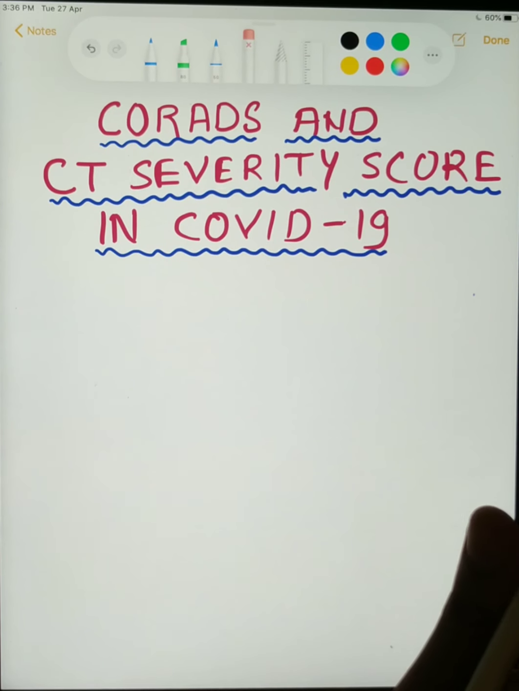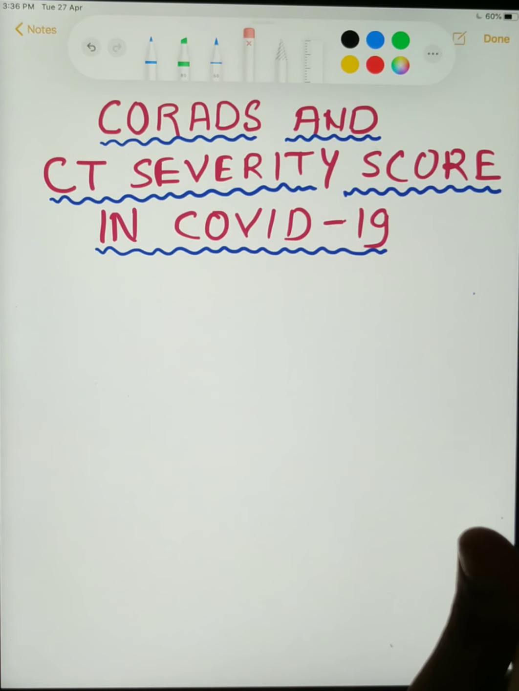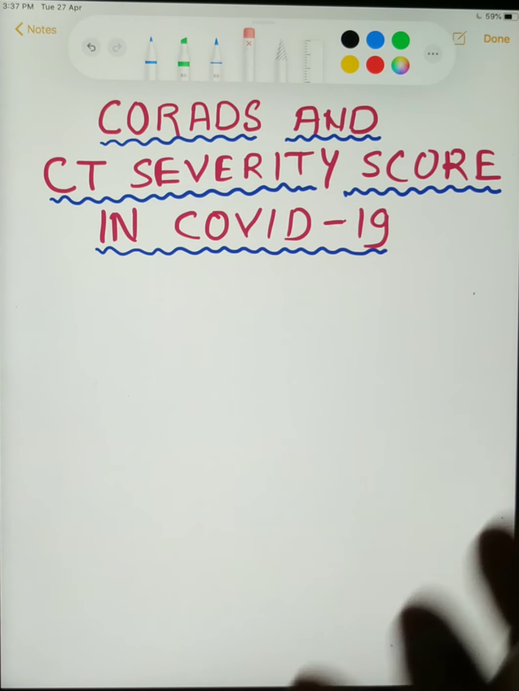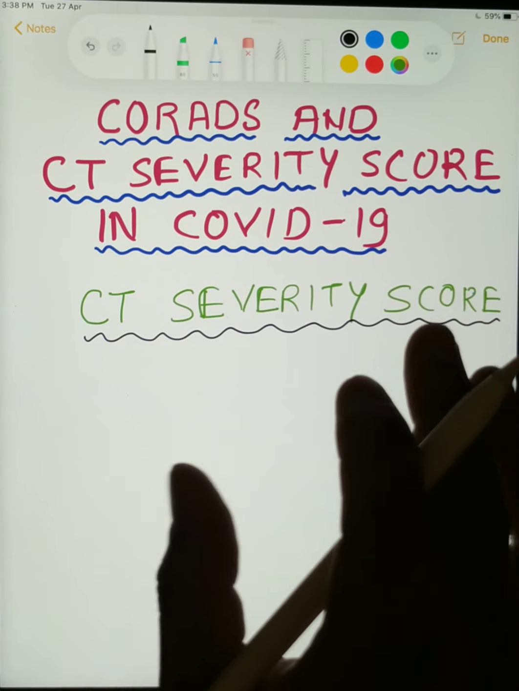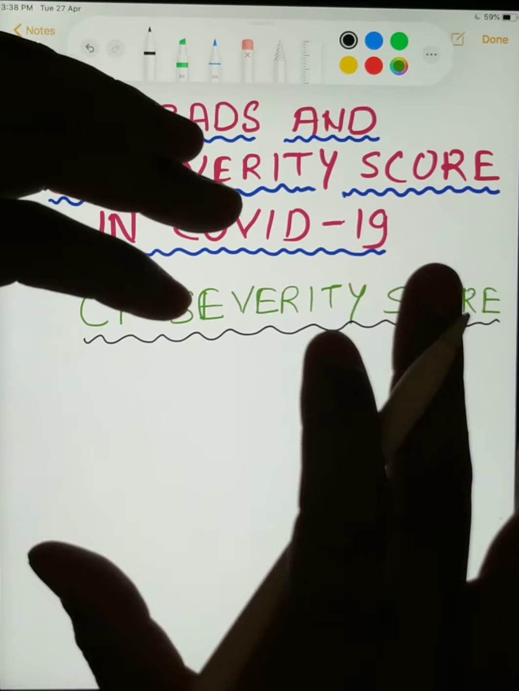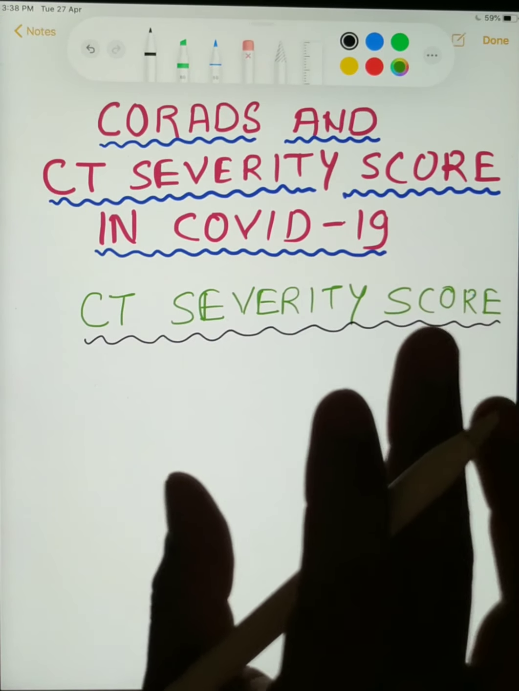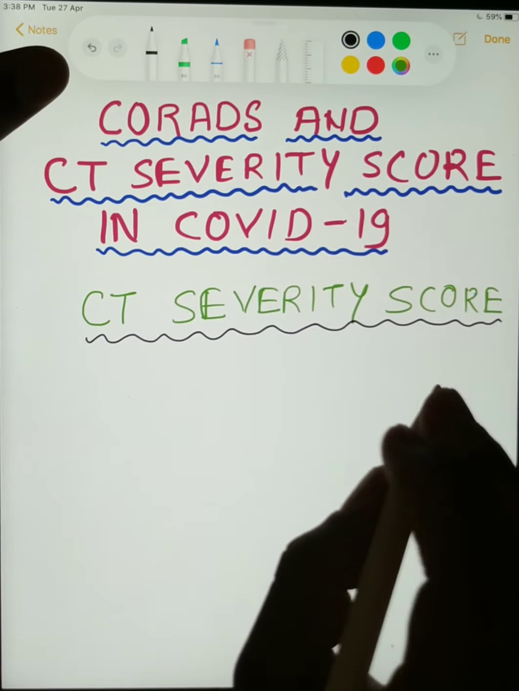We'll continue with CT severity score in this video. So first of all, I will explain what is the CT severity score, and in last I will show you some of the pictures typically which are suggestive of COVID-19 pneumonia. So what is CT severity score? CT severity score tells how much percentage of the lung is involved by the COVID-19 pneumonia.